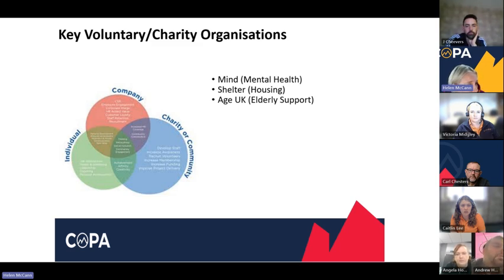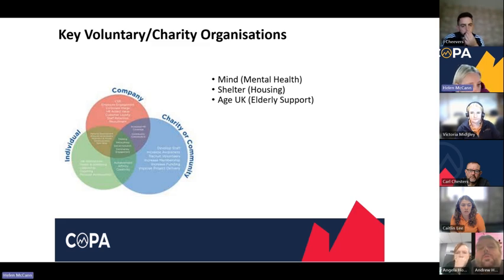So has anyone ever heard of Mind? Yeah. When I worked in DW, I think we did a spin-a-thon for Mind and raised a couple of £1,000, I think. So they offer mental health support, including counselling and workshops. There's also Shelter. So they focus on housing advice and support, and they can be crucial for employees facing housing insecurities. And then you've got Age UK. So they support older adults, providing everything from care to social activities, care advice, and that sort of stuff. So these organisations often fill gaps left by statutory services. So it's important to know how they can complement what we offer internally.